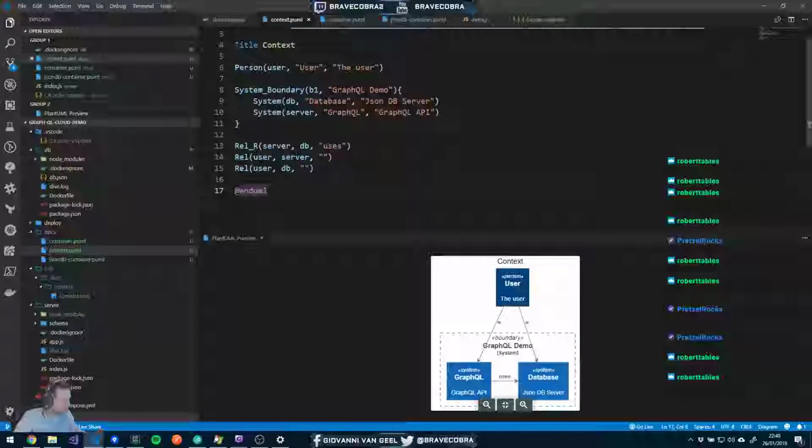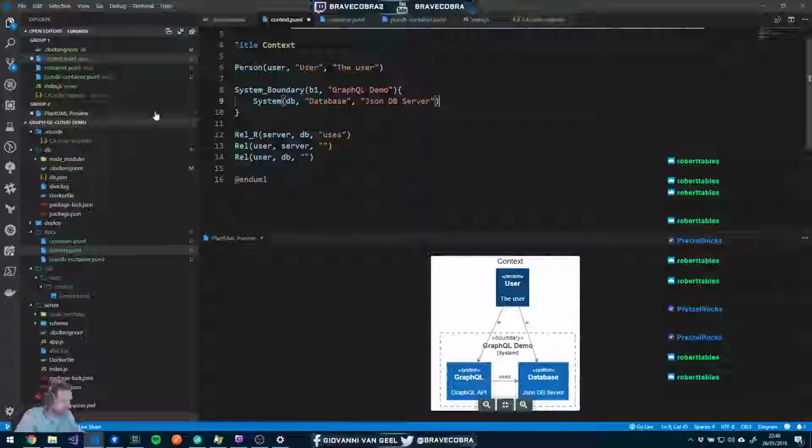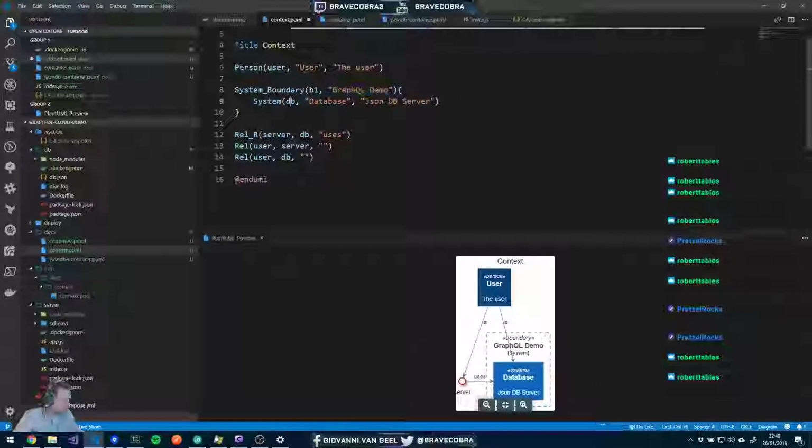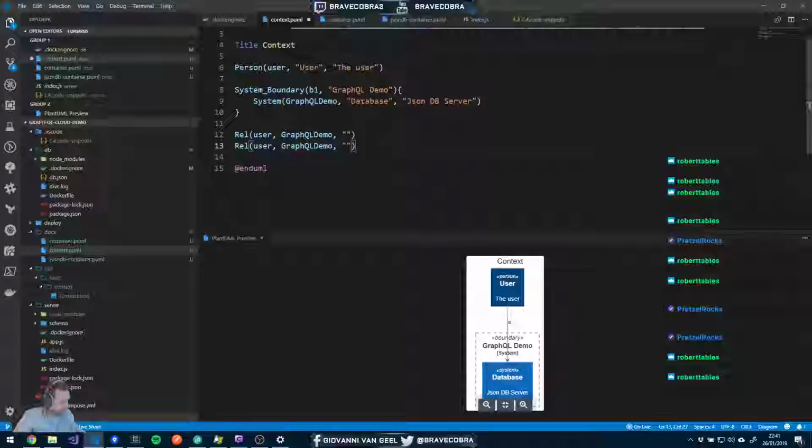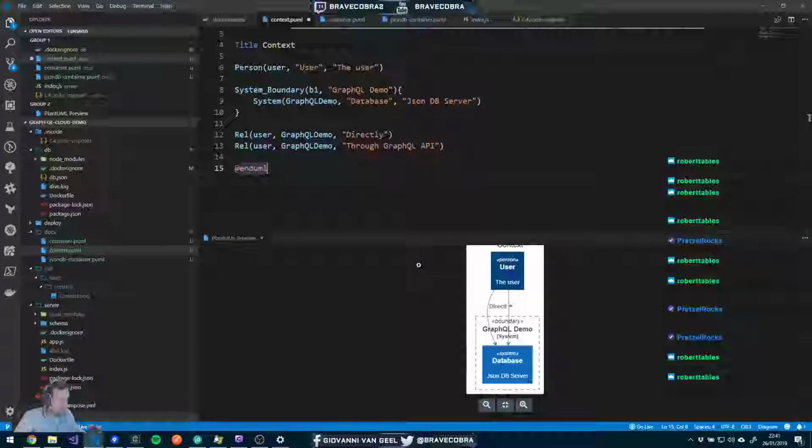this one isn't entirely correct. This is just going to be our demo. So that should explain it, because then you just have the user demo. That's it. But you'll use it in two ways. Directly or through the GraphQL API. Right.